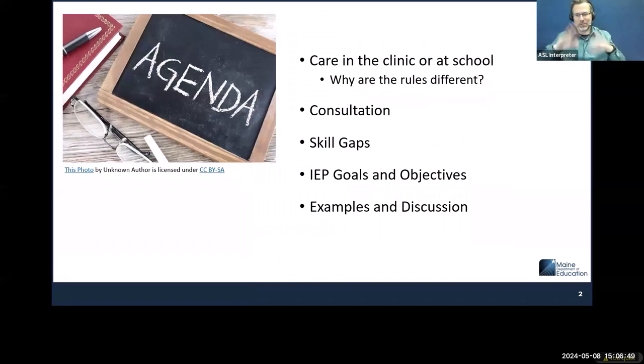All right, so we are going to talk about the different rules between the medical model and the school model. We'll talk about consultation, skill gaps, IEP goals and objectives, and then I have a bunch of examples at the end that I would just like to talk about. I'd like to get what you think of them, and I'll tell you what I think of them.